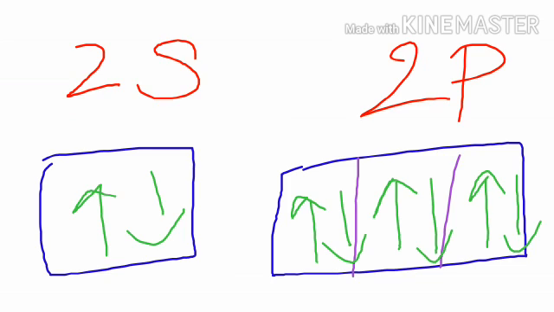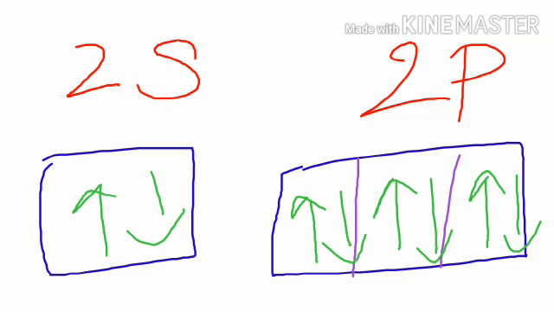Why? Because p means l is equal to 1. For l equal to 1, m has three values: -1, 0, +1. And you know each orbital has two electrons maximum. That means 2s contains two electrons, 2p contains 3 into 2, 6 electrons.